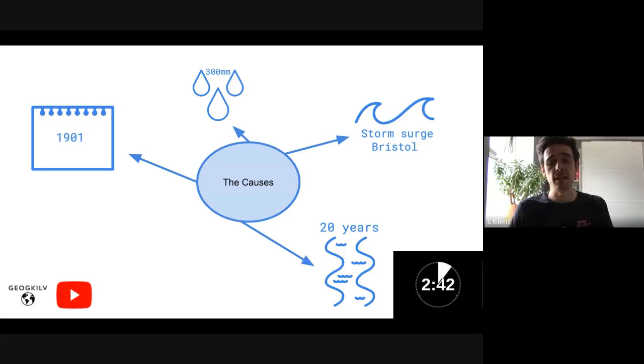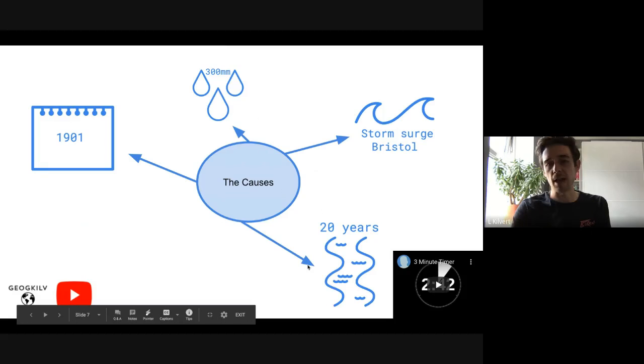Okay, what I've done then is exactly the same as before when we gave the context. I've split my causes up into these symbols, which you can see on the screen. So the first one here has got the date, just to remind me that it was the wettest January and February on record since 1901. That we've got 300, it should say 350 really, shouldn't it? So 350 millimeters of precipitation, combining with a huge storm surge at the Bristol Channel and being combined with the fact that it had not been dredged for 20 years.